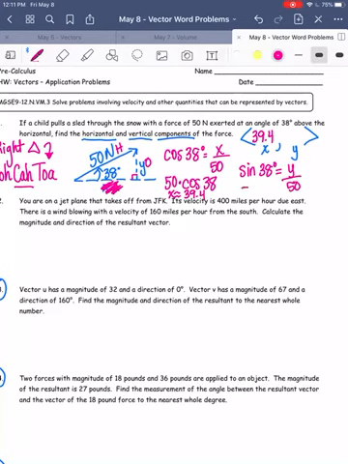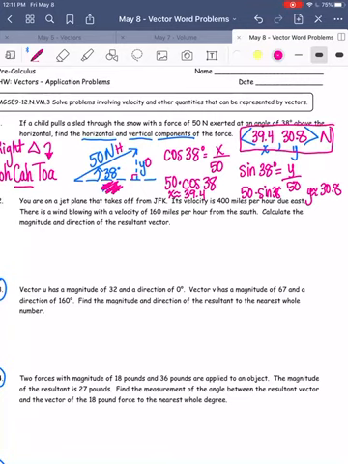And so then we're going to multiply. And so then 50 times sine 38 degrees is 30.8. And then the unit would be newtons. Okay? So there's our answer.